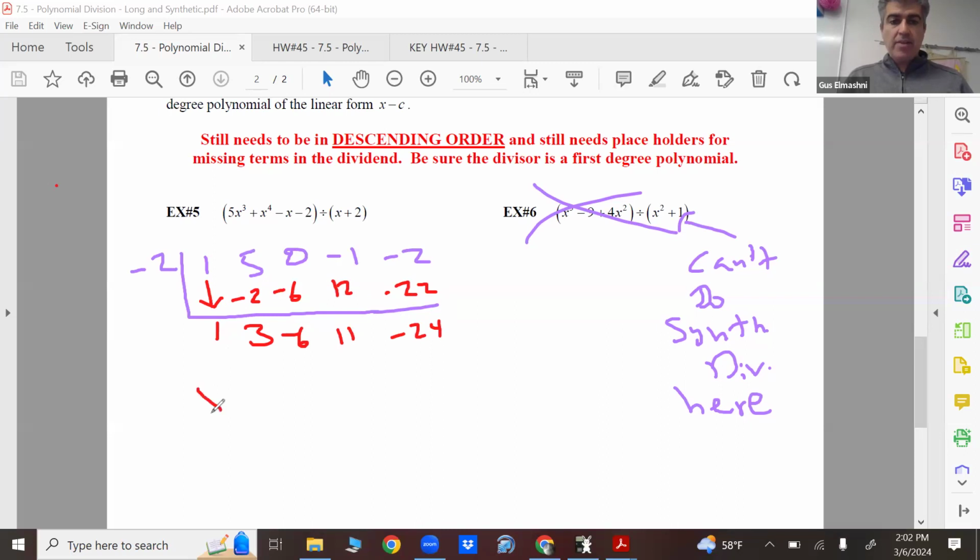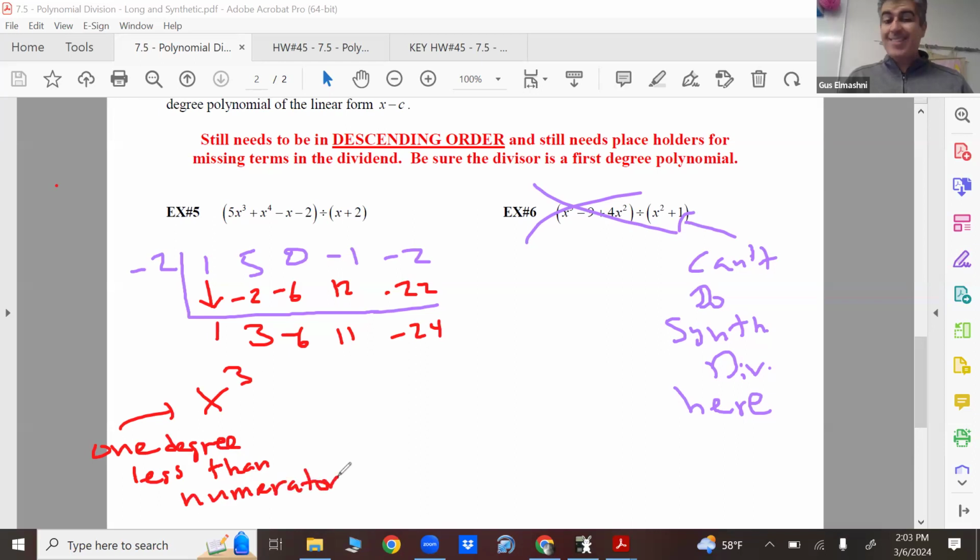And it's just going to be x cubed. It's always 1 degree less, just so you know, too. x cubed, always 1 degree less than the numerator. So x cubed plus 3x squared.